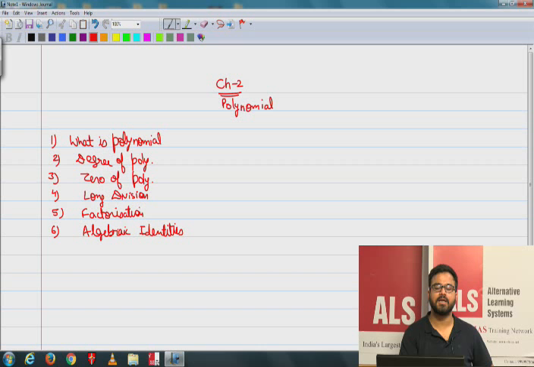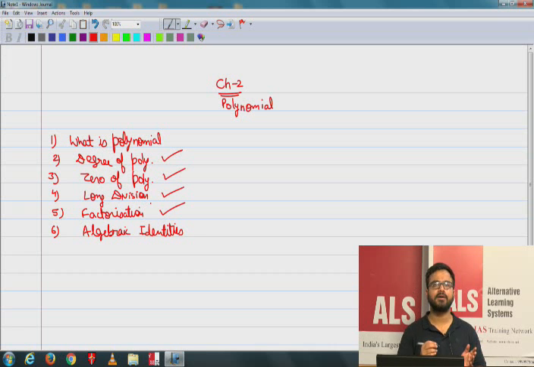In the 10th class we have to again study the degree of polynomial, zero of polynomial, long division, and factorization. All these 4 topics we have to study again, but with a different set of questions. The questions will be a little bit different from the previous ones. 90% of the concept will be the same, but a different variety of questions will be there over here. So let me revise.